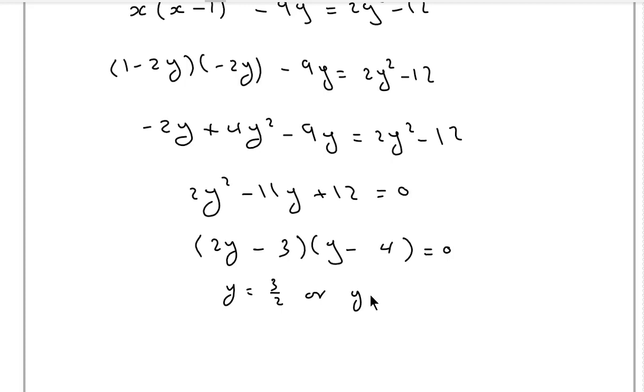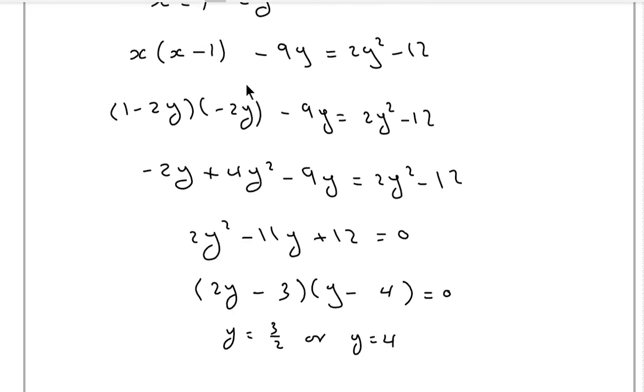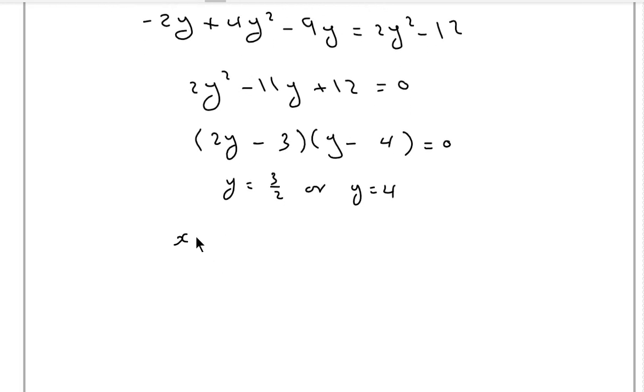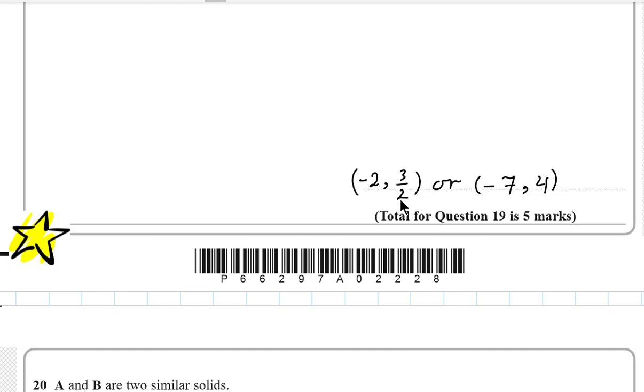Of course you can use your calculator to help you in solving this equation, and for each value of y you must get the corresponding value of x. x is 1 minus double y, so here x is 1 minus double 3 over 2, which is 3, which means negative 2. And also here x equals 1 minus double y, which is 8, and this means that x equals negative 7. So we collect the solution as the following: x equals negative 2 and y equals 3 over 2, or x equals negative 7 and y equals 4.